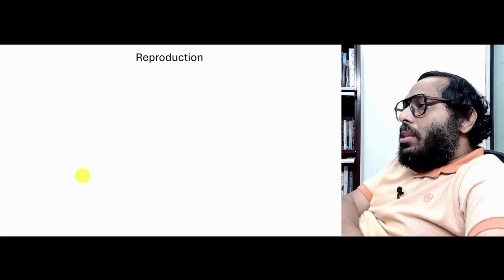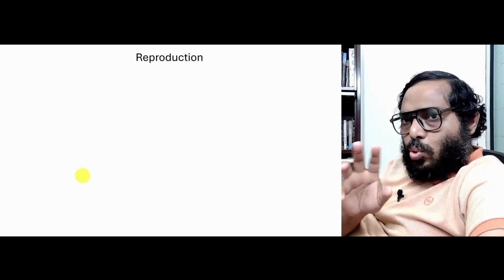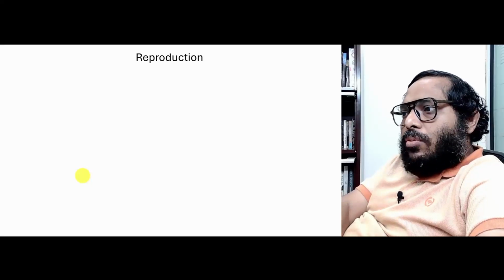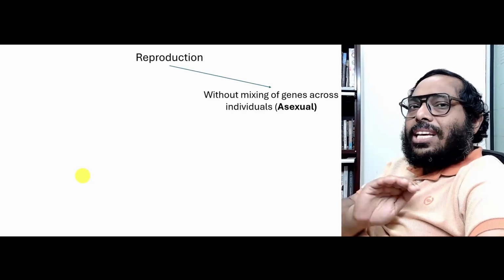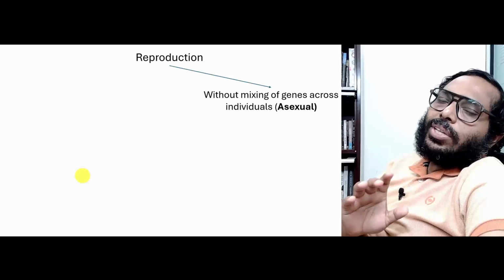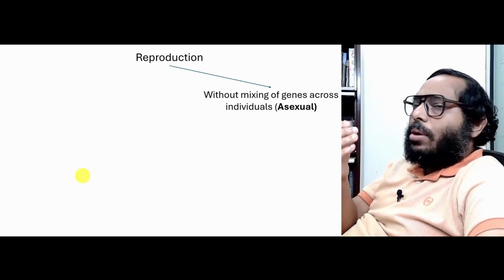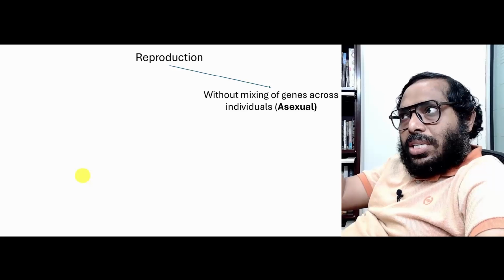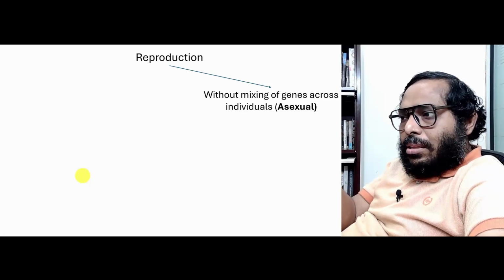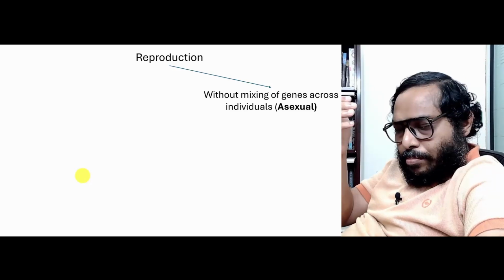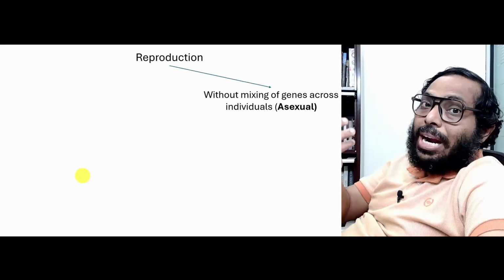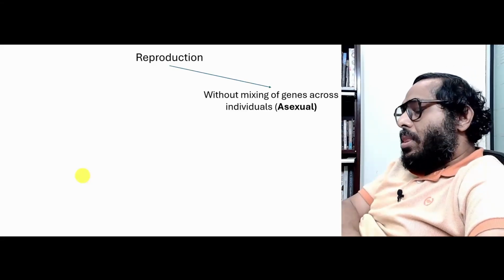And when this happens, there are two major ways. One way is reproduction in which there is no mixing of genes across individuals of the same species. So, think about a bacterium. When it divides, it does not really need to mix genes from other bacteria, and that is what is known as asexual reproduction. Or for example, when a hydra buds or a yeast buds.